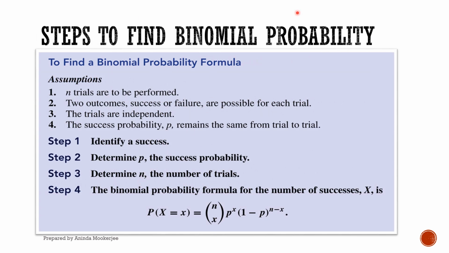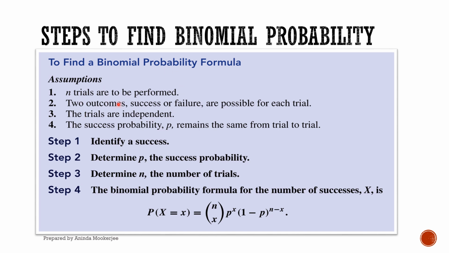The steps to find binomial probability are all listed at this point. So to find a binomial probability, we first have to make sure that these assumptions are met. It has to be a Bernoulli trial. Number 1, n trials are to be performed. Number 2, two outcomes, success or failure, are possible for each trial. So it should be a case of binomial probability. Number 3, each of the trials is independent of whatever happened previously. Number 4, the success probability p remains the same from trial to trial. All right, so essentially we have to make sure that it satisfies the properties of a Bernoulli trial.